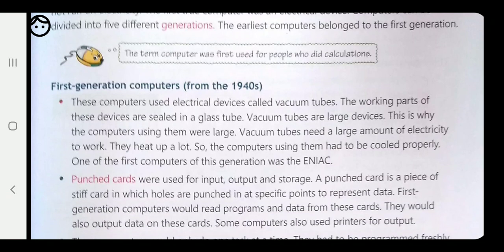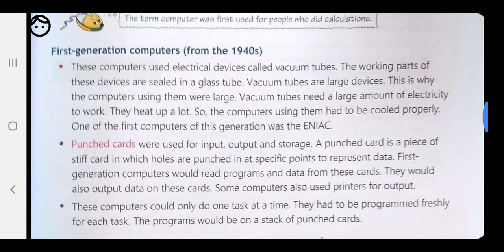First generation computer. It starts from 1940. This type of computer used electrical devices called vacuum tubes. The working parts of this device are sealed in a glass tube. Vacuum tubes are large devices. This is why the computers using them were large. Vacuum tubes need a large amount of electricity to work. They heat up a lot, so the computers using them had to be cooled properly.